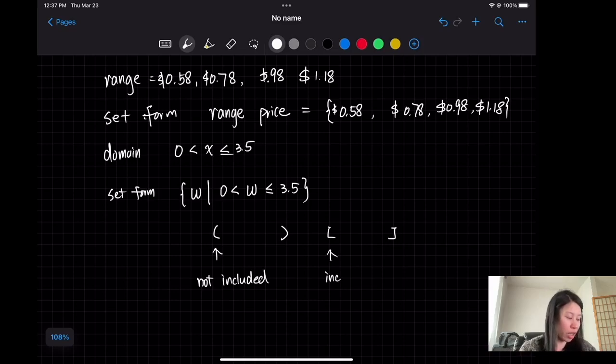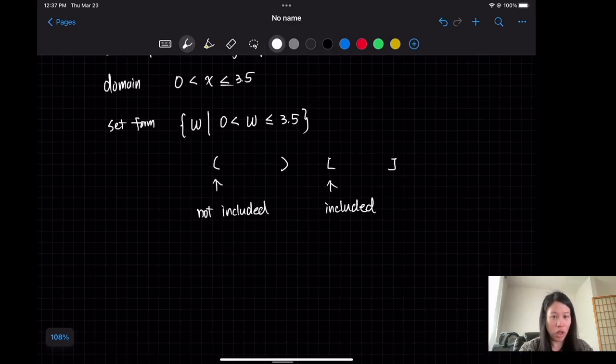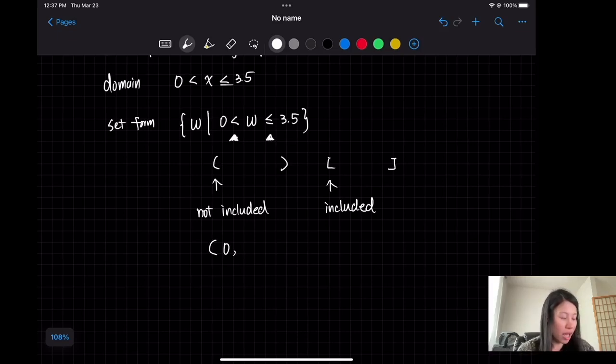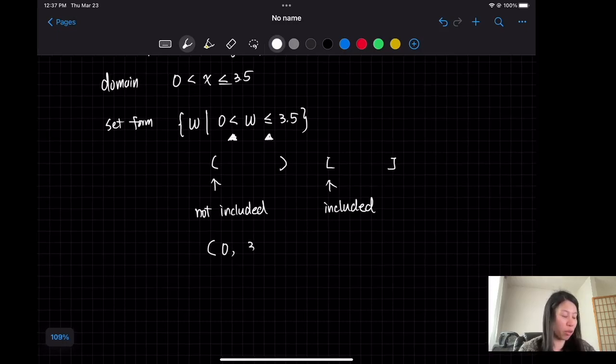Bracket means including the end number. So in this case, there's no equal sign for the 0, but there's an equal sign for the 3.5. So that means I want this to be a parenthesis 0, and then on the other side, 3.5 is going to be a bracket. So this is an interval notation.